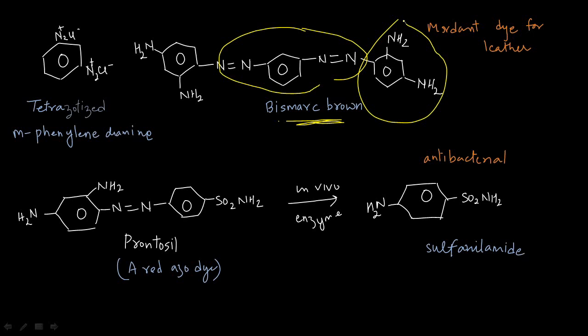Substitution occurs at position number 1, 2, 3, 4, 5, 6, sixth position. I don't know how we count after it is added. I guess that should be 6 only, or how we name it in IUPAC. So this is a modern dye for leather, a brown dye. It is brown in color.